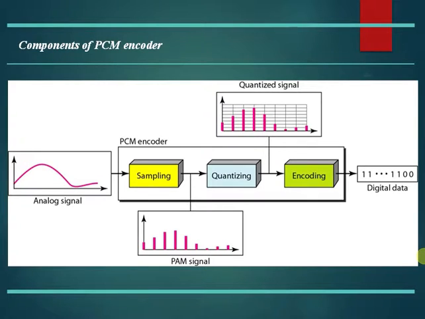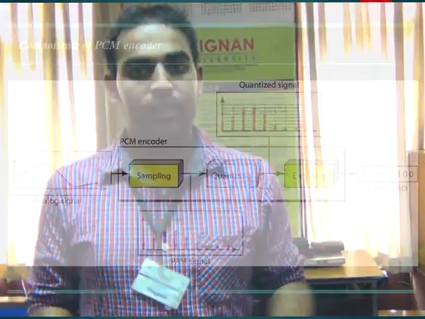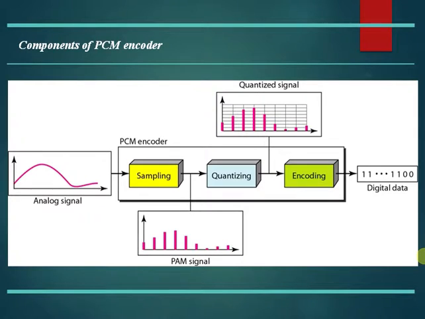Majorly in PCM we have three steps in converting the analog signal, which is shown to your left, into digital data in the form of ones and zeros shown to the right of the block. In the block or PCM encoder we have three parts: sampler, quantizer and encoder. So we have three steps in converting an analog signal into a digital signal.